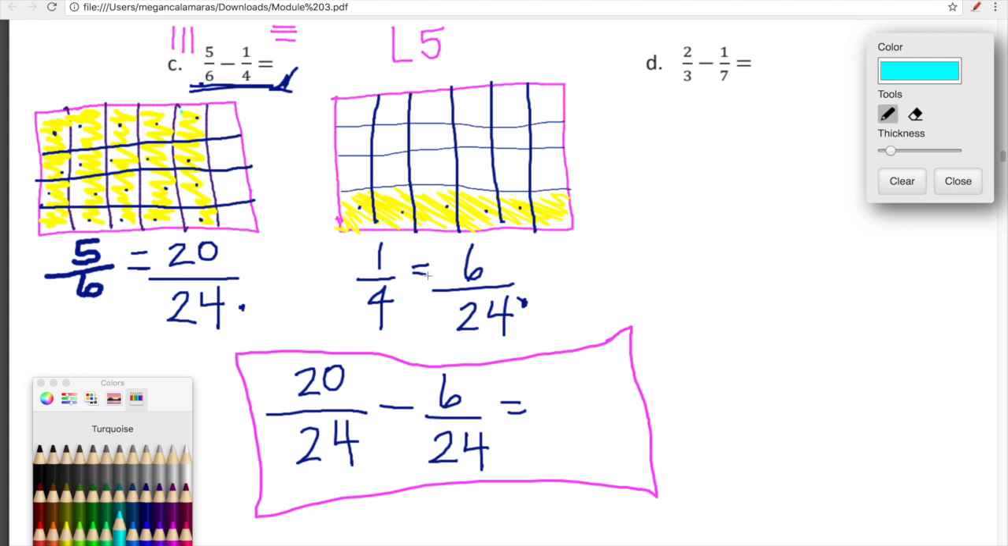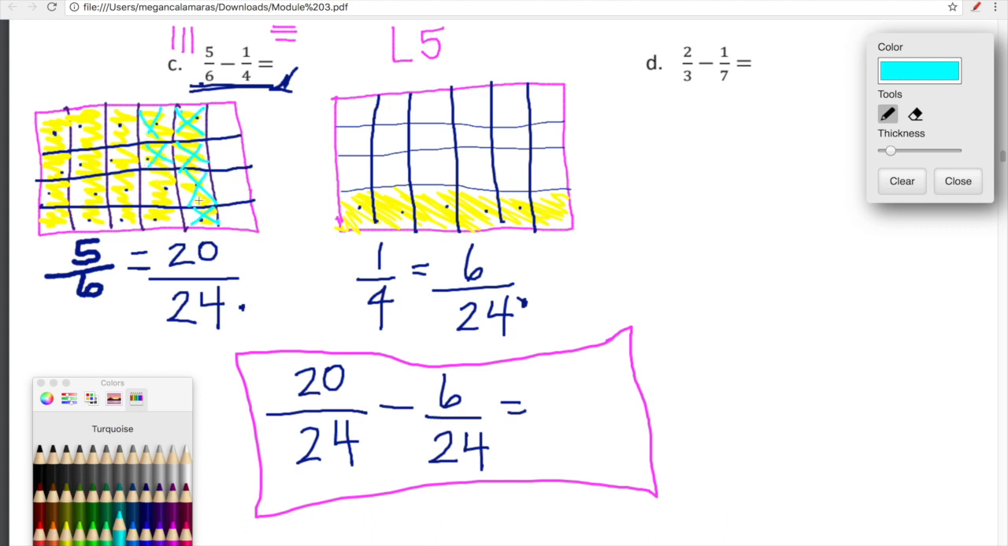We're going to take away 6 24ths from this 20 24ths. And here's how we're very simply going to do it. We're just going to use x's. So that's 1, 2, 3, 4, 5, 6.